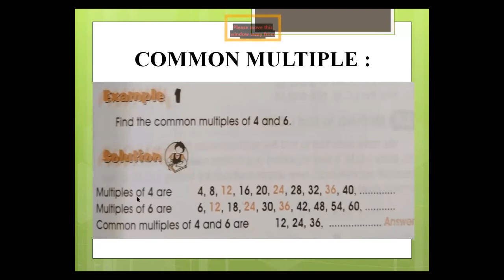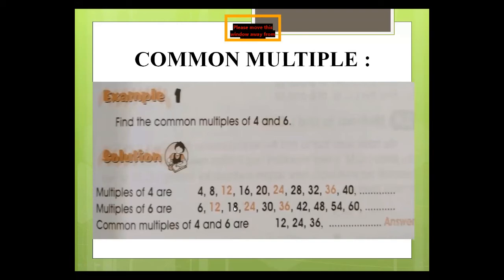Here you see that the multiples of 4 are 4, 8, 12, 16, 20, 24, 28, 32, 36, 40, 44, 48 and so on. The dots show that further multiples exist. Similarly, the multiples of 6 are 6, 12, 18, 24, 30, 36, 42, 48, 54, 60 and so on. You can confirm all these multiples in the table in your book.